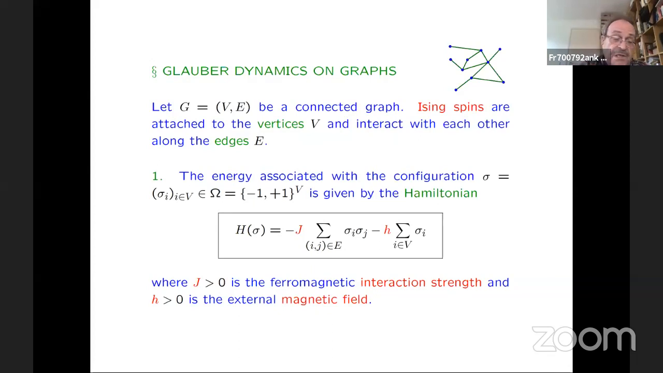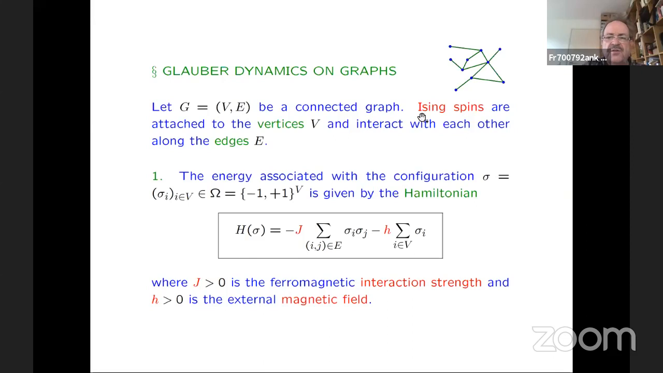And this is going to come again in four ingredients. The first thing that we're going to start out with is by saying, well, we have a graph G, and a graph is nothing other than a set of vertices V and a set of edges E that connects pairs of vertices. And we're going to assume that this graph is connected. We don't want it to fall apart into two or more parts.